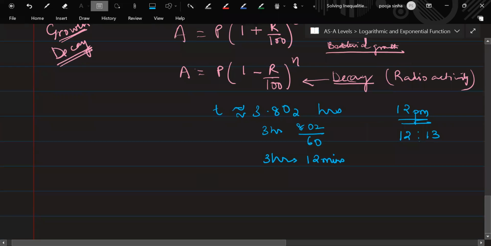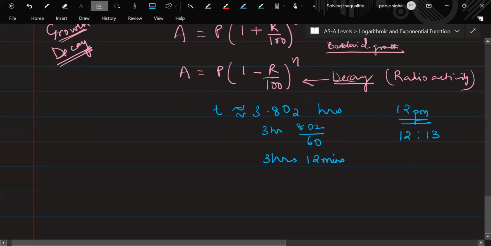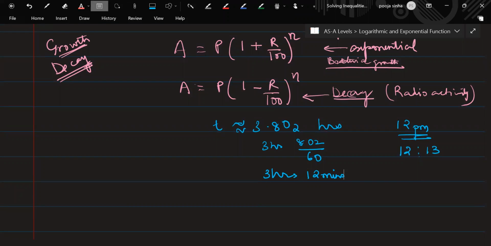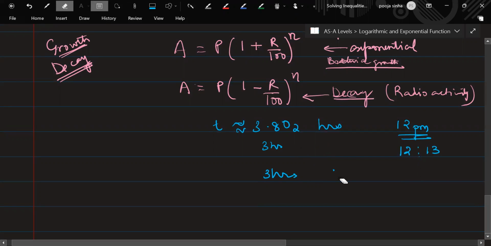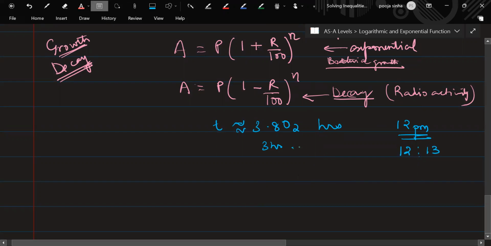It is 3.8 hours. To convert hours, we multiply by or divide by 60? This is 3.8 hours, and to convert 3.8 hours you multiply, no? Yeah, you will multiply, not divide. There's something wrong here. The answer will be approximately the same, but because your answer was 3.802 hours, which means 3 hours plus 0.802 hours. 3 hours is okay. 0.802 we have to convert.